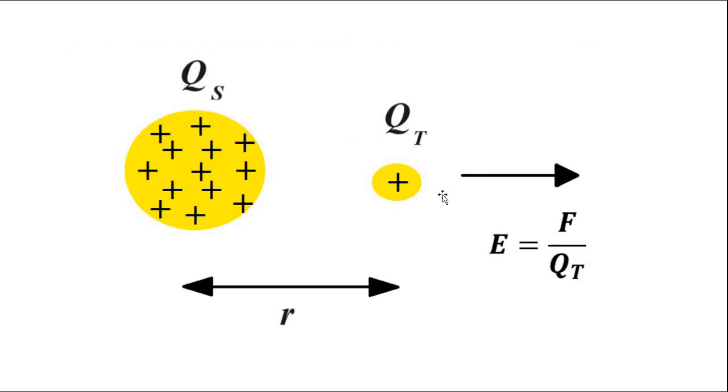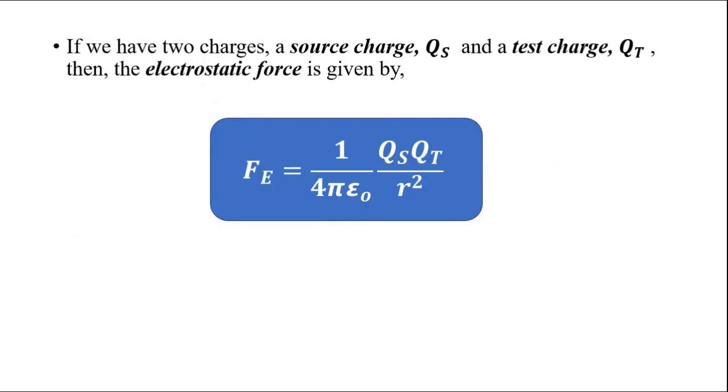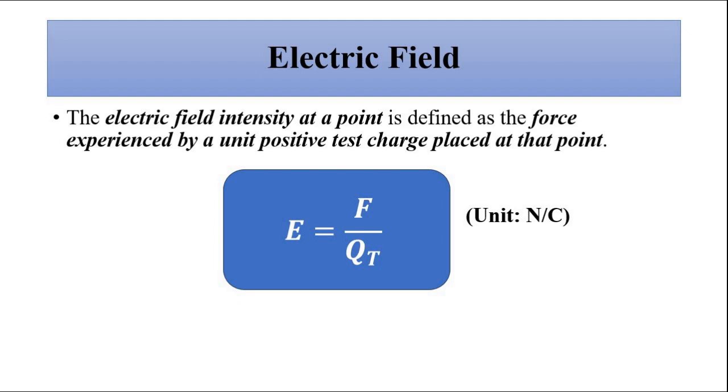Similarly, if we reverse this, suppose we want to determine the electric field at this point, then in that case Qs becomes the test charge and it will be F by Qs. That is the thing. The Coulombic force divided by the test charge placed at the point where we want to determine the electric field is called the strength of the electric field or electric field intensity at that point. Force by charge gives us the electric field strength at that particular point.